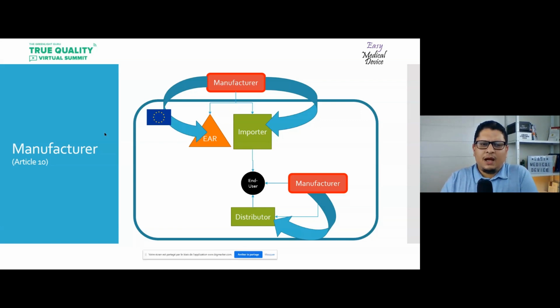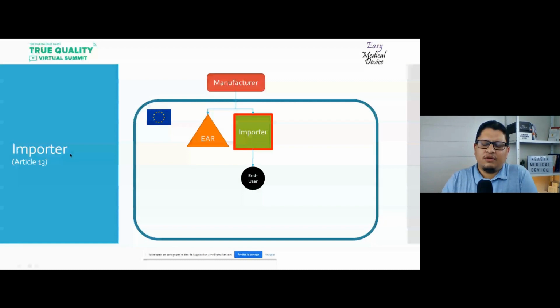Okay, now let's start with the importer. The importer is covered in Article 13, and the importer also has some duties. As I've said before, he is the one who, on behalf of the manufacturer, places the CE marked products on the European market. And his duty is mainly that, as soon as he receives the product, he has to check that the product is first of all CE marked, and that the product has an EU declaration of conformity.